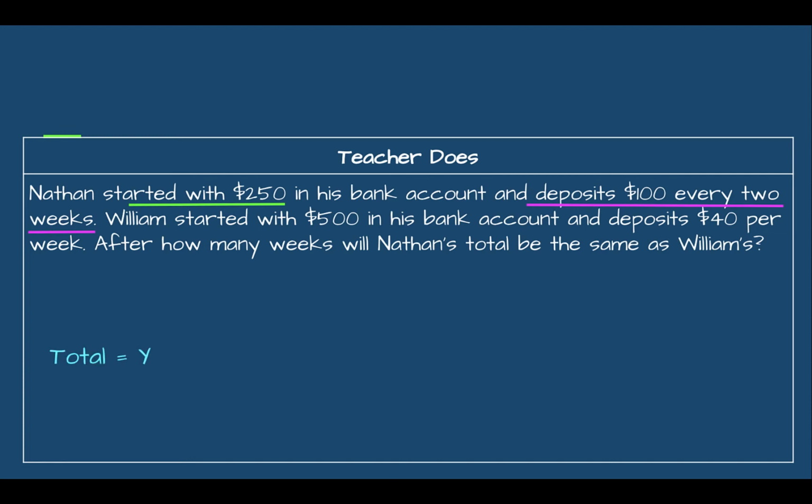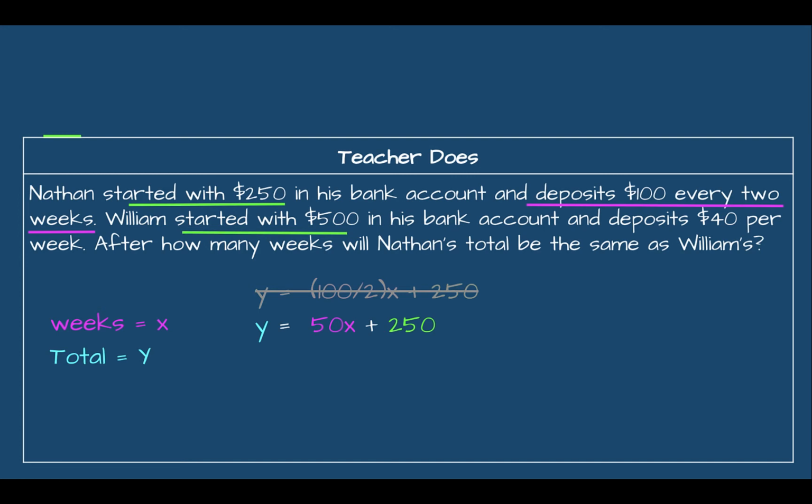So our total here is going to be what we want to figure out. That's our Y. And our weeks is going to be what we're trying to use to do that, so our X. So for Nathan, his total was 100 over 2x plus 250. So we can see that he started with 250, that plus 250 at the end, and then our rate of change here is 100 every 2, which is actually 50. So he is depositing $50 each week.